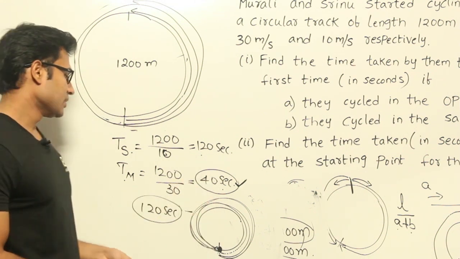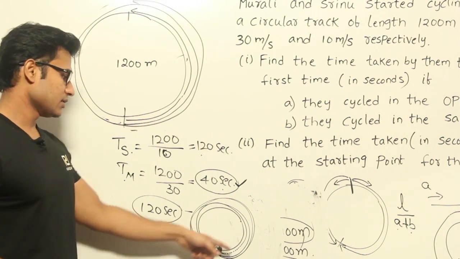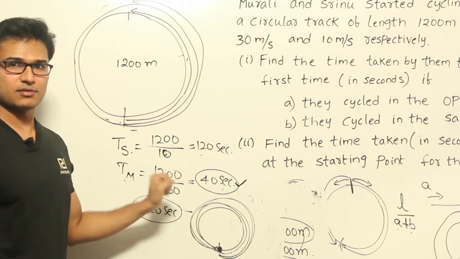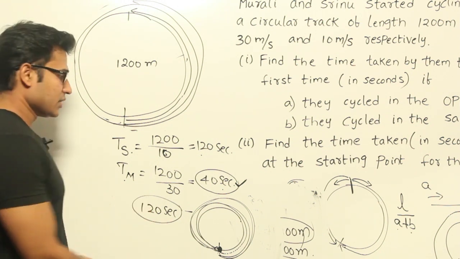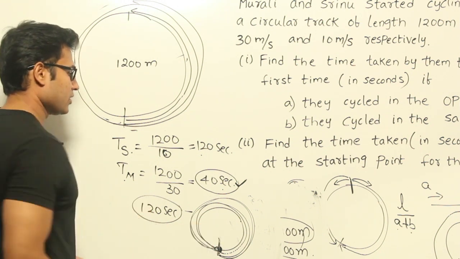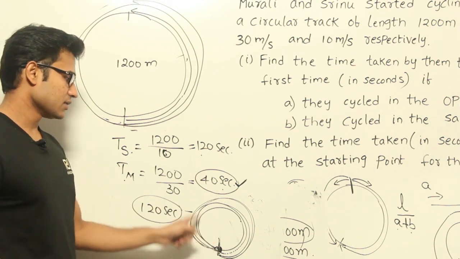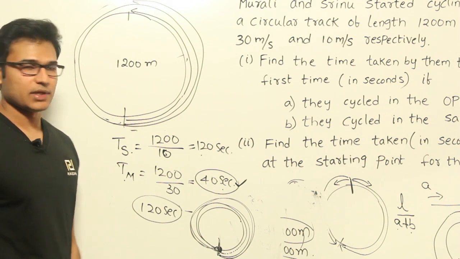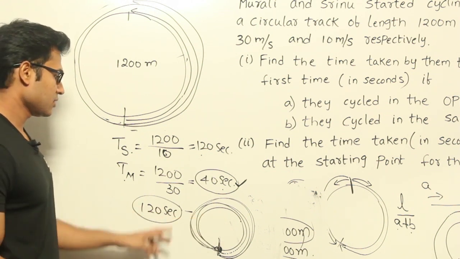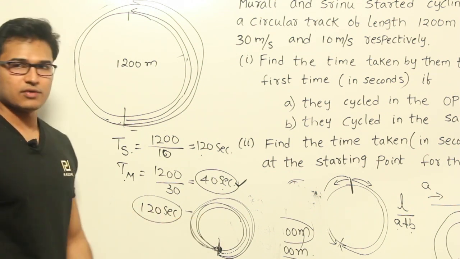Now this is going to be the same even when they run in the same direction or in the opposite direction, right? Because we are not interested in meeting anywhere in the middle, we just want them to reach the starting point. So either they run this way or this way, the time taken by them to cover the entire cycle is going to be the same. That is why irrespective of the direction we are going to get the answer as 120 seconds.